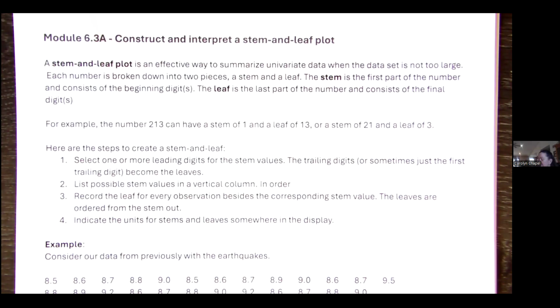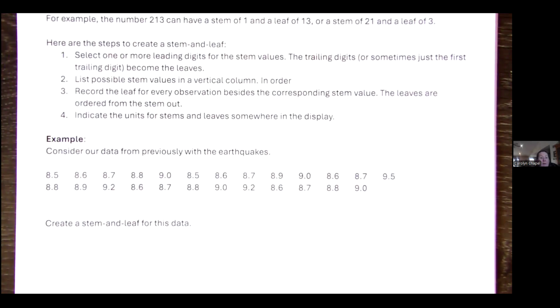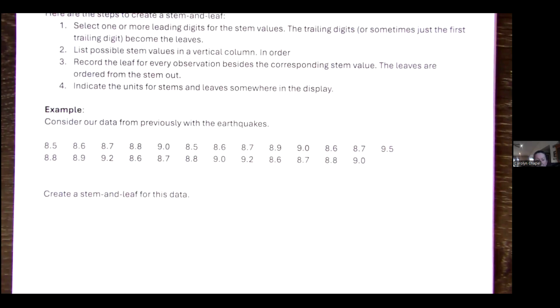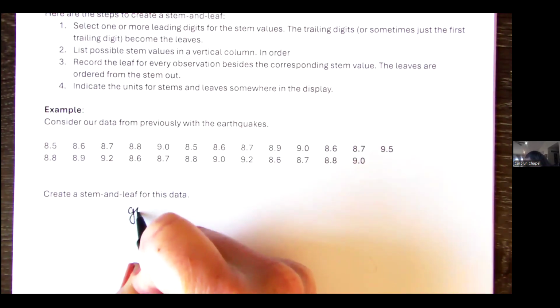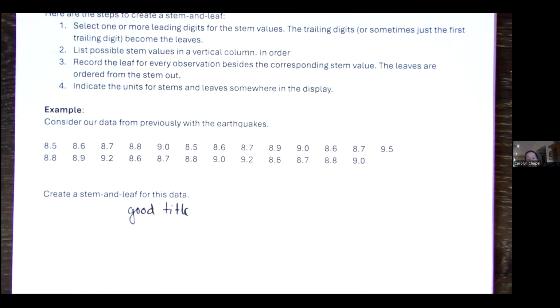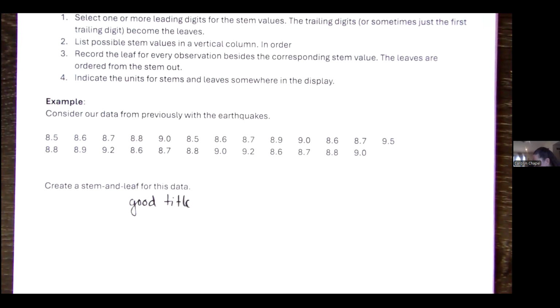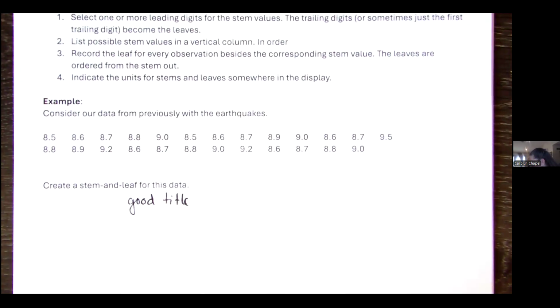So I'm just going to jump into an example and show you how it works. I have the data from our earthquakes, and we can create a stem and leaf. Again, we should have a title, so I'm going to put on a good title. You can create whatever title you'd like, but it should have to do with our earthquakes. Then we're going to create our stems, which come down the side and are the first piece that we enter.